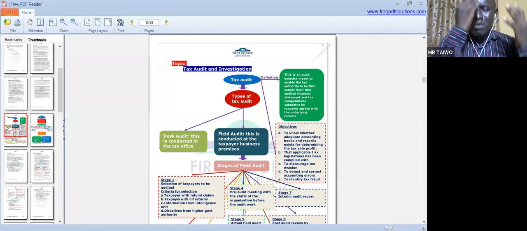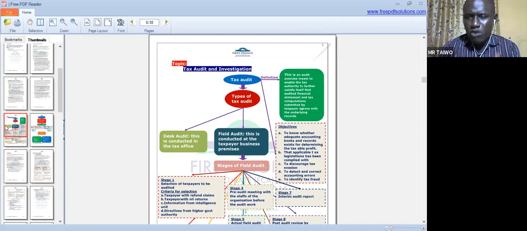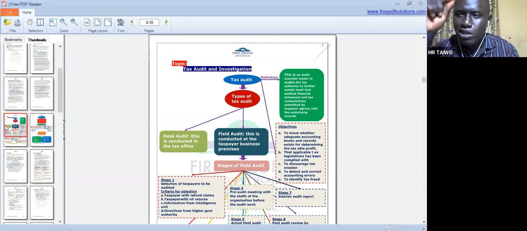So that 10 minutes to the exam, after you have finished reading, if you open this chart, it should be able to assist you to passing the exam, to remember what you have read. Let's look at it. Tax audit and investigation. When we say tax audit and investigation, what do they mean?